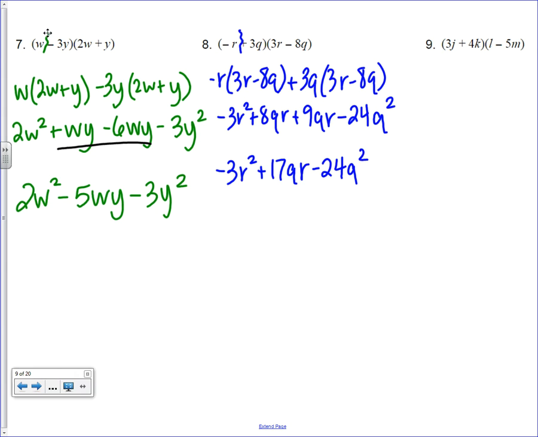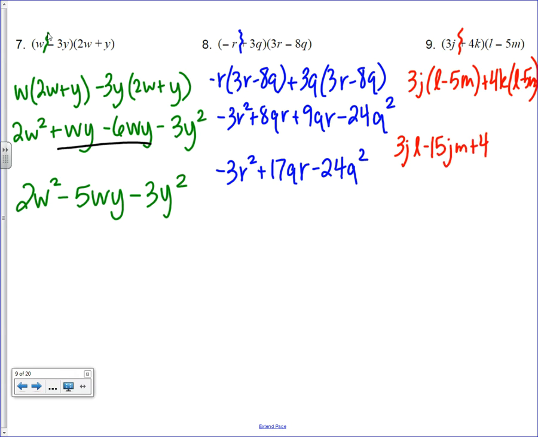All right, last what I'm going to do with you here. Now, I like to write my L's cursive so that I can make sure they don't look like ones. Okay, so I get 3jl minus 15jm plus 4kl minus 20km. And if you look at this, none of those will go together because I had 4 different variables in all of this. So that would just be my final answer since there are no like terms.